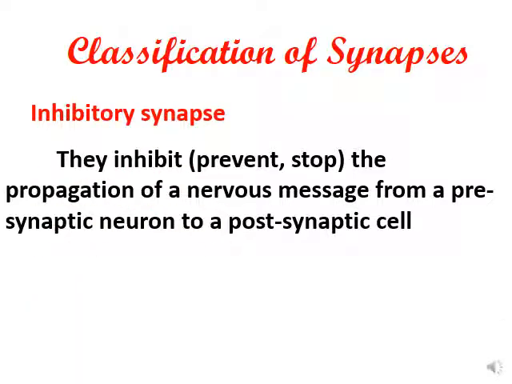Inhibitory synapses, what do they do? They do the opposite of the excitatory, so they inhibit the propagation of the nervous message, meaning that they stop it, or they block it. They prevent the propagation of the nervous message from the presynaptic neuron to the postsynaptic cell.